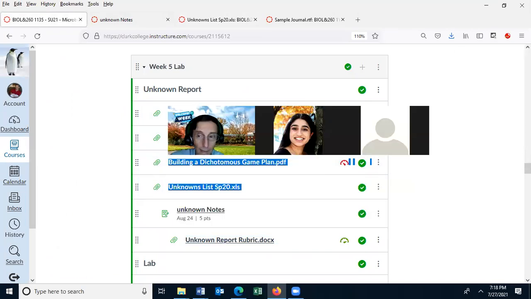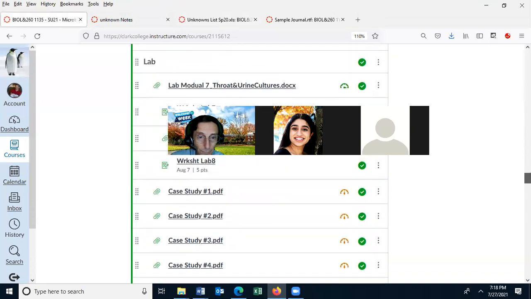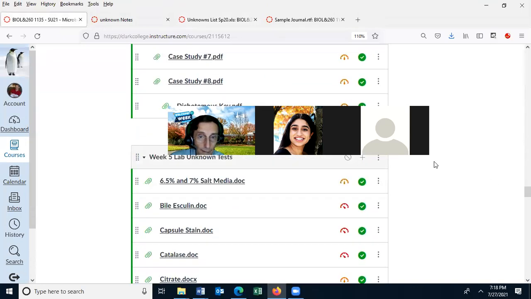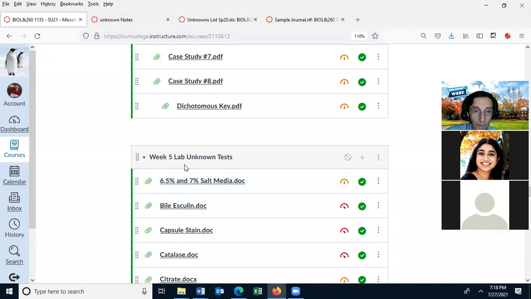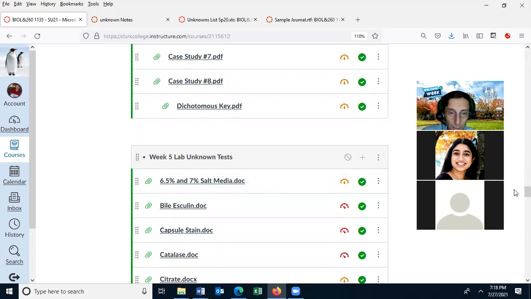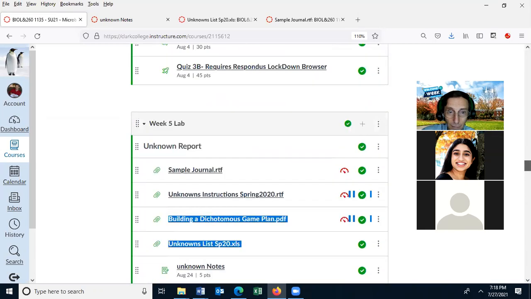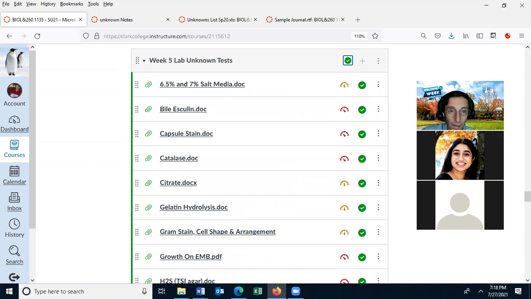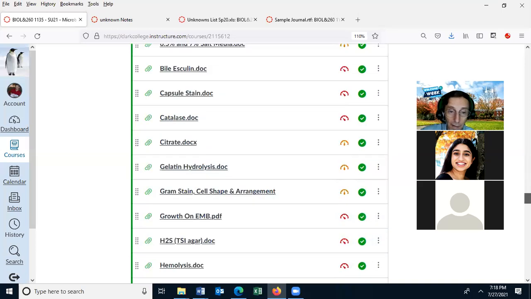Under the week 5 lab, I've got the unknown tests, week 5 lab unknown tests. These are all the tests you can run to help identify, oops, you don't have that seen. Now you got it seen. Make sure that one's up there. All right. These are all the tests that you can run to help identify the species. So 6.5% salt, 7% salt, bile-esculin, those are 2 tests, by the way. Bile-esculin, the capsule stain, catalase, etc. You can run all these tests.